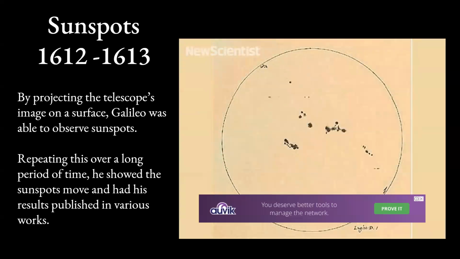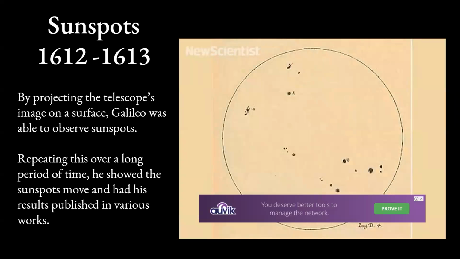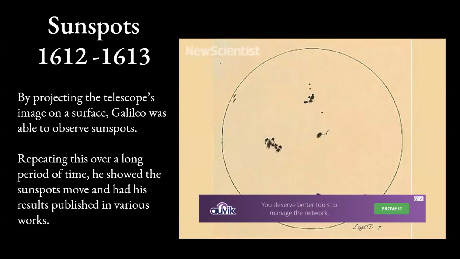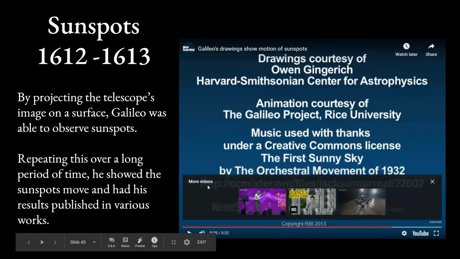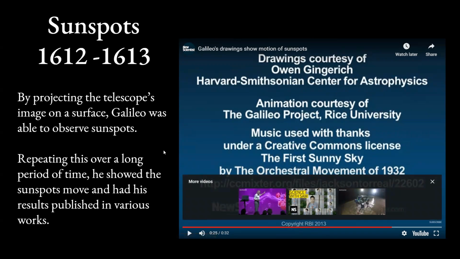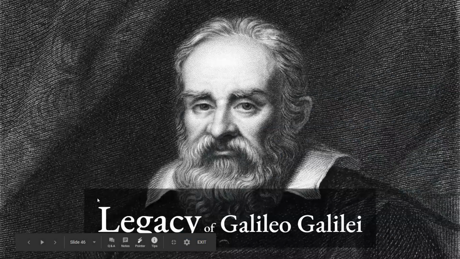This is similar to showing that the moon has mountains and craters on it. He's really tearing down that Aristotelian view that the universe is filled with all these perfect heavenly bodies and everything's a perfect sphere and everything moves in perfect circles. The fact that the sun now has sunspots which move and change over time really starts tearing that down.